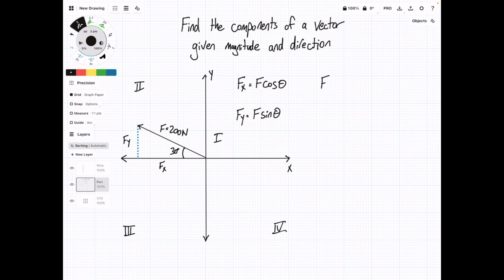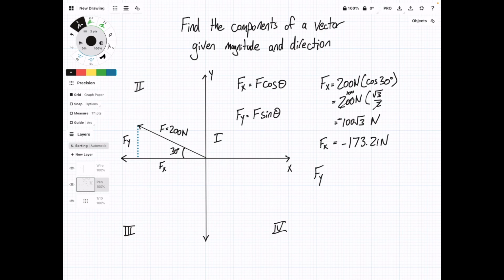So let's start with f of x. F of x is equal to the force, 200 newtons, times the cosine of 30 degrees. This is going to be 200 newtons times square root of 3 over 2. Take a 2 out of here, this becomes 100. So we have 100 times the square root of 3 newtons. But again, because we're in the second quadrant, and this is the x component, this needs to be negative. If we multiply out the 100 times the square root of 3, we get negative 173.21 newtons. That's f of x.